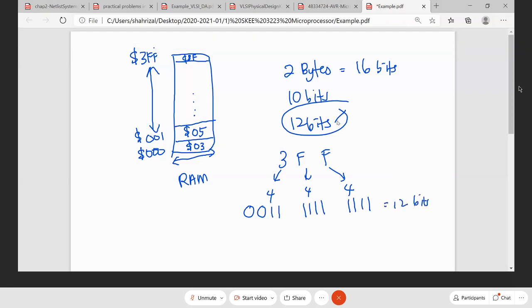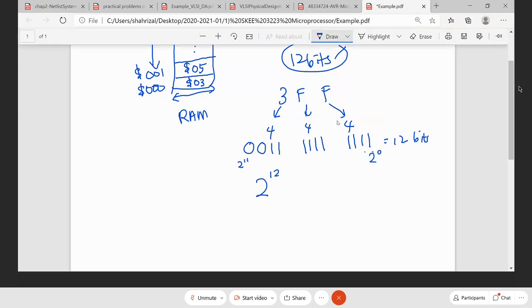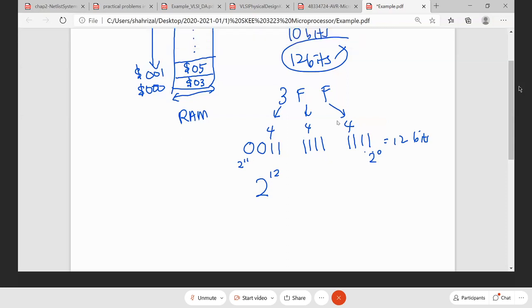Correct? So when you have these 12 bits, what does it tell you? You can simply find the memory locations as 2 to the power of 12. Why is it 2 to the power of 12? Because every single memory here is in a power of 2, right? So 2 to the power of 0, power of 1, 2, all the way until 2 to the power of 11. But we want to know the full stretch of the memory, so we take 2 to the power of 12 minus 1.